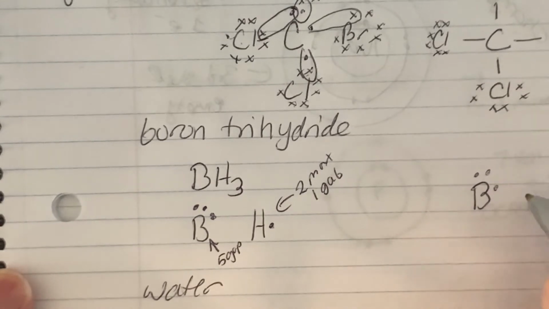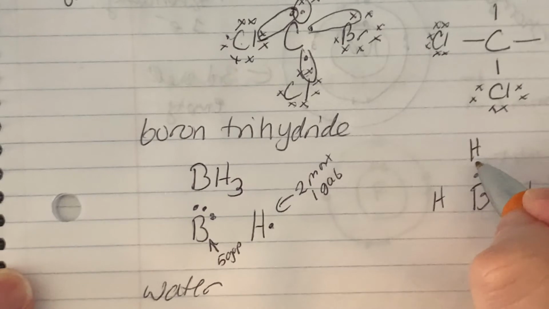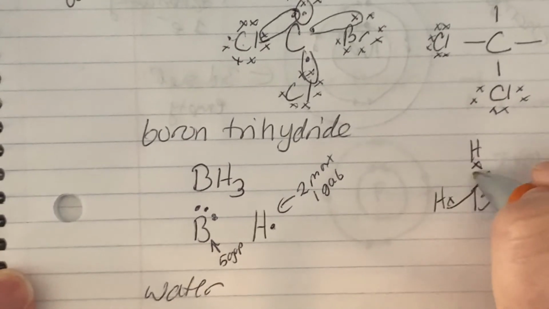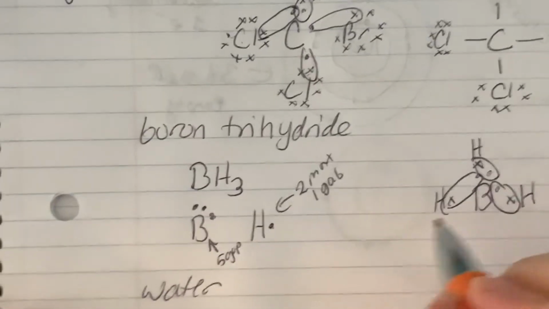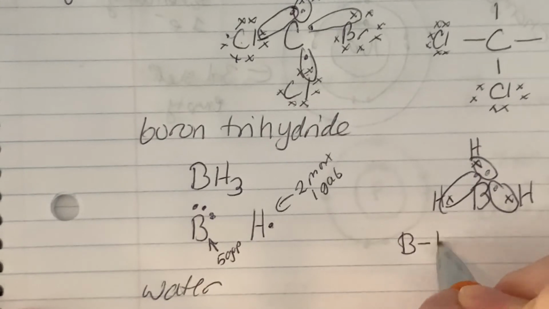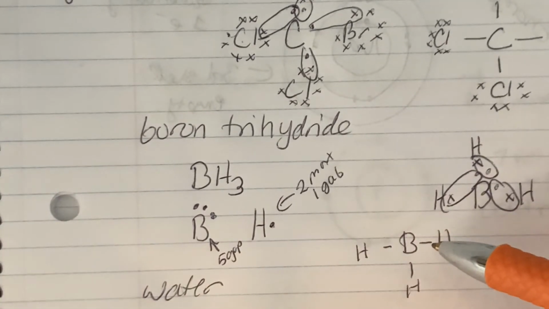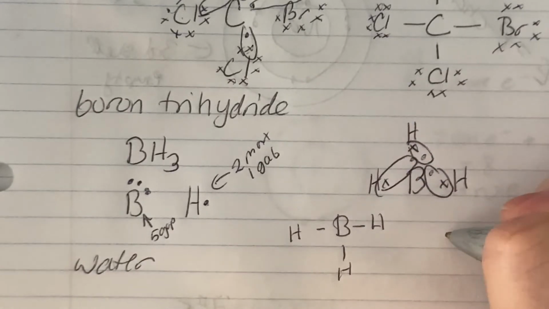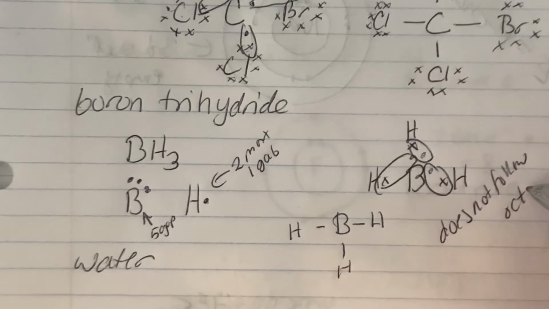Boron, redraw, and hydrogens draw around. Okay, hydrogens have 1 each. Single, single, single. So now when I redraw, this is who I get. Now, boron does not follow the octet rule, okay? Because he only has 3 electrons there. He's in a weird circumstance. He does not follow octet.